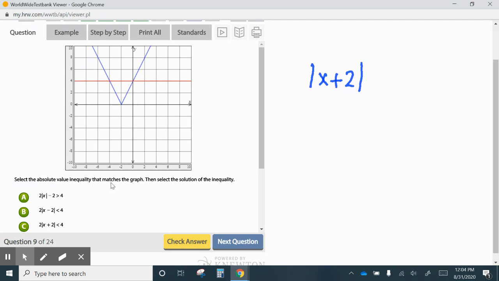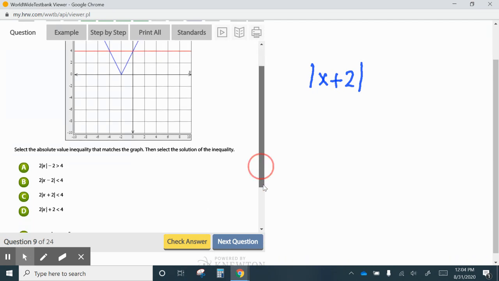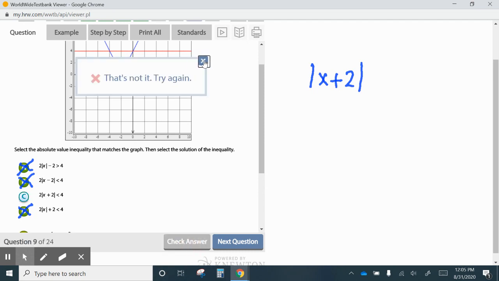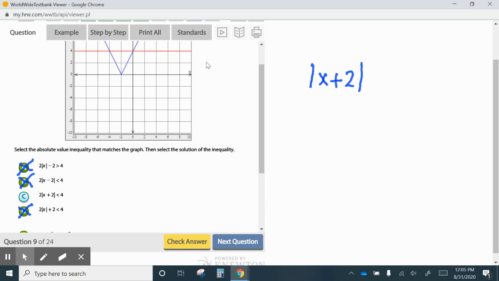Select the absolute value inequality that matches the graph, then select the solution of the inequality. All right. Now, we know the answer is not D because it didn't go up. Now, we know that it's not A because it didn't go down. Now, we know the plus 2 means it went to the left, so it's not minus 2, so the answer is C. Answer. Wait, what? That is not it. Let me see what I missed.